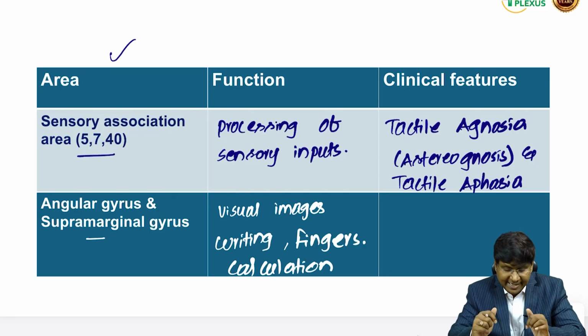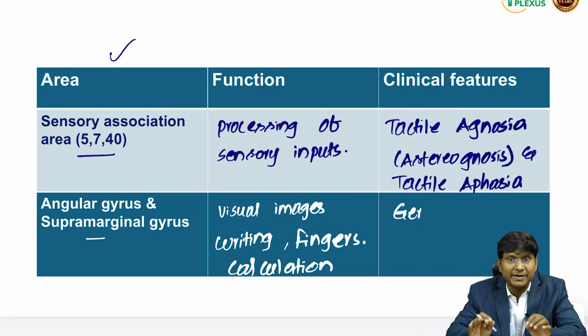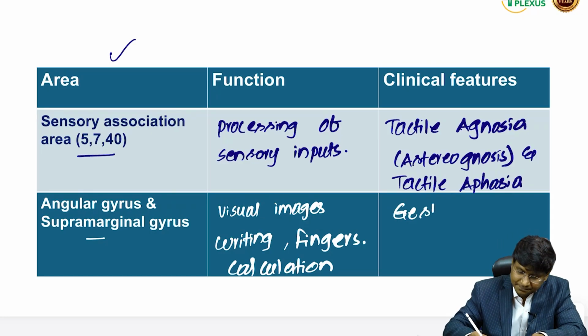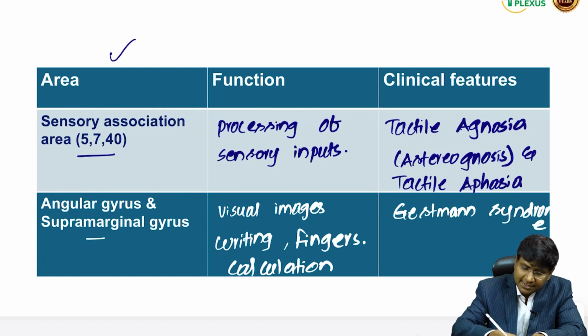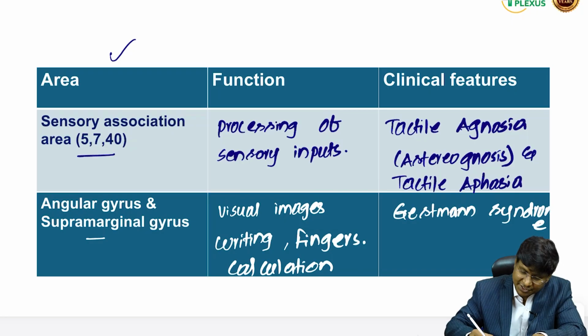Whenever there is damage to this angular gyrus and supramarginal gyrus, the individual develops what is called Gerstmann syndrome. Now what will be the features of Gerstmann syndrome? The features include, number 1, sensory agraphia.